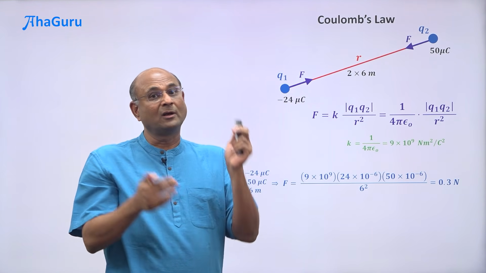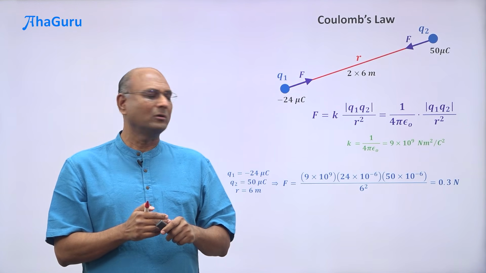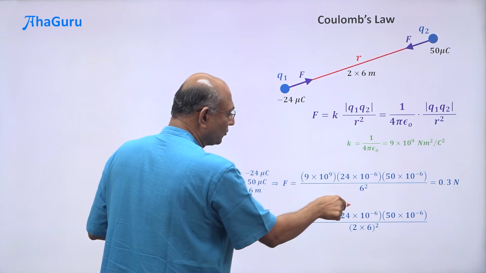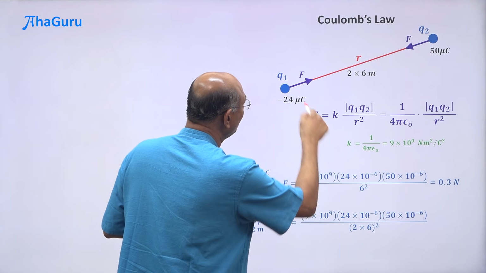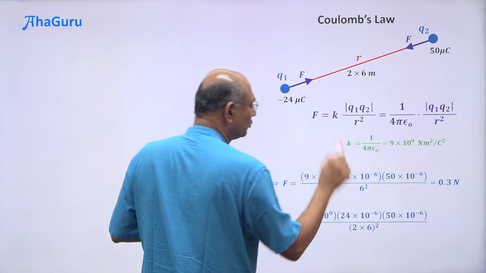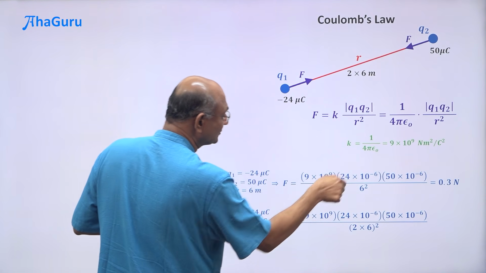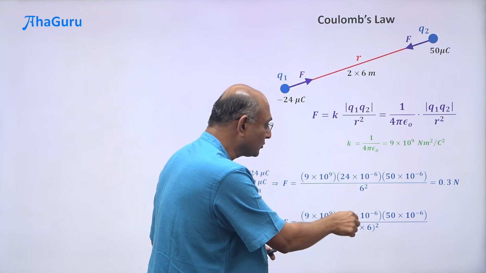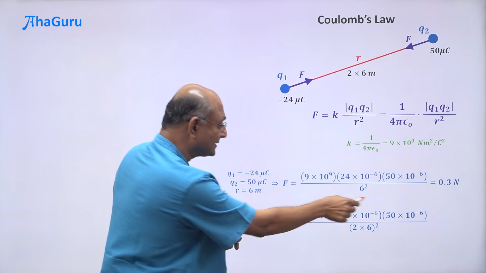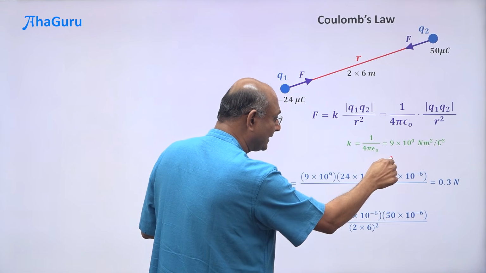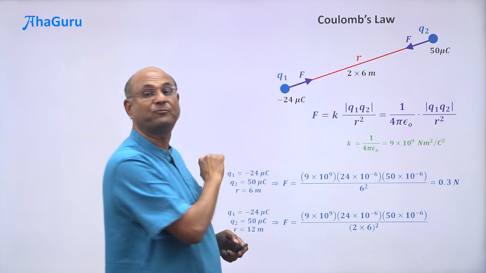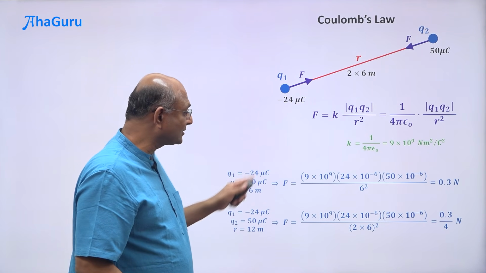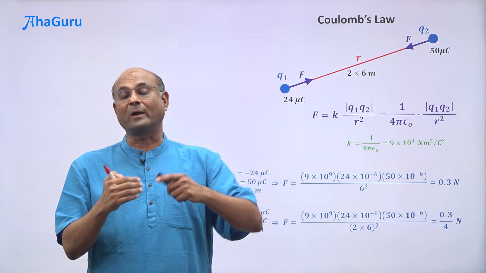Because increasing distance, force decreases. Will it become 1 by 2? Will it become half of that? No. Let us see. The force is K Q1 Q2 by R square. Earlier it was 6 square, now it is 2 times 6, but you're going to square it. So you're going to get 2 square into 6 square. 2 square means 4. The rest of it is exactly the same as that, right? So it's going to be 0.3 by 4.